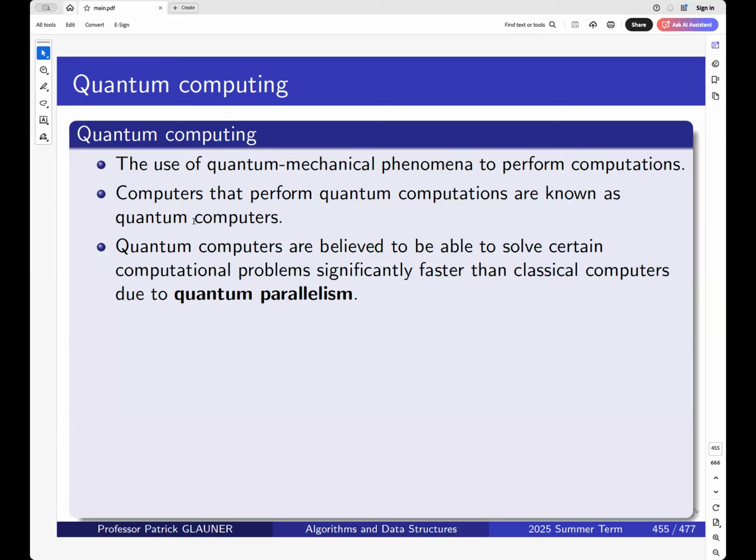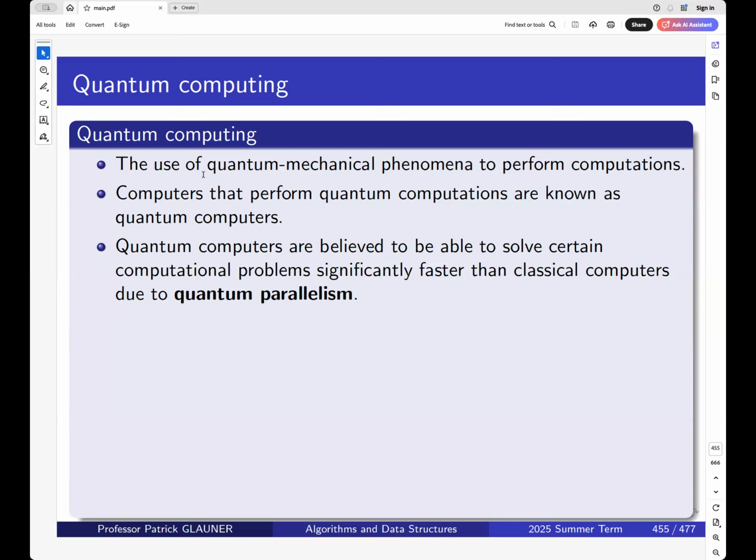Oh, mixed answers, but you don't need to be an expert in quantum computing or in quantum mechanics for this today. Rather, we will establish the foundations, and this chapter is anyway just an outlook at the end of the algorithms and data structures course.